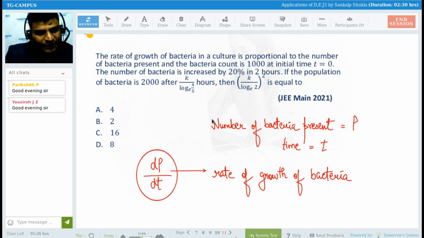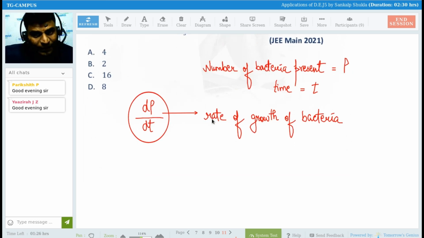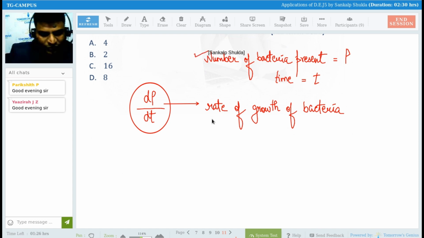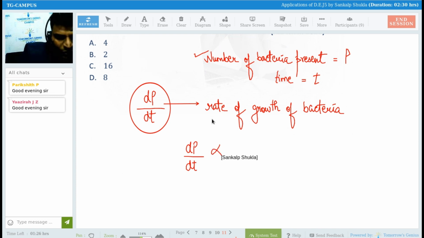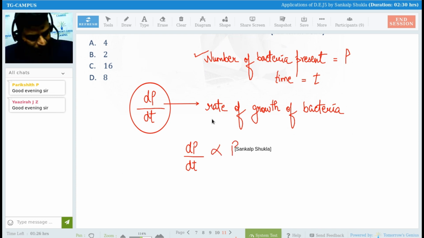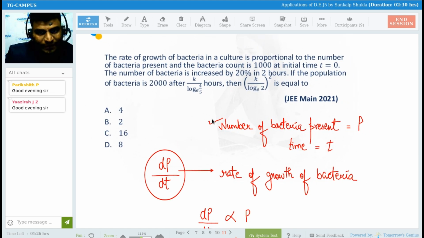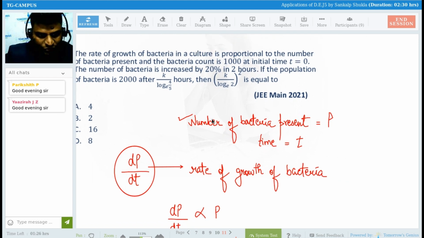All right. So the question is saying rate of growth of bacteria is proportional to the number of bacteria present, and number of bacteria present is already P, as you can see this, right? So I can write dp by dt is directly proportional to P. And the bacteria count is 1000 at initial time t is equals to 0. That when t is 0, P is 1000.